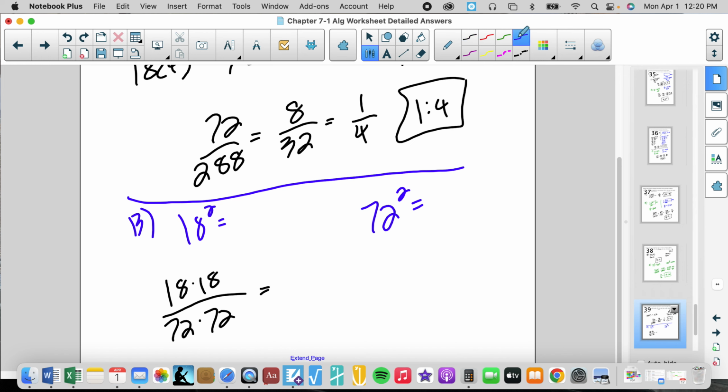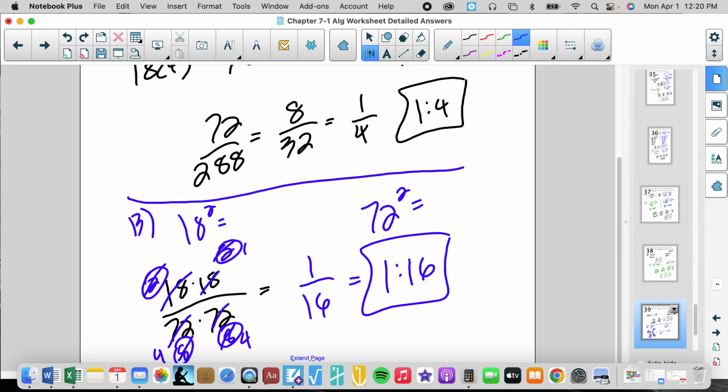So I know 9 goes into both of those. 9 goes into 18 twice. 9 goes into 72 8 times. And that goes in that one also. And then 2 goes into 8 4 times. 2 goes into 8 4 times. So we get 1/16 or 1 to 16. Please tell me that's right. No calculator. 1 to 16.